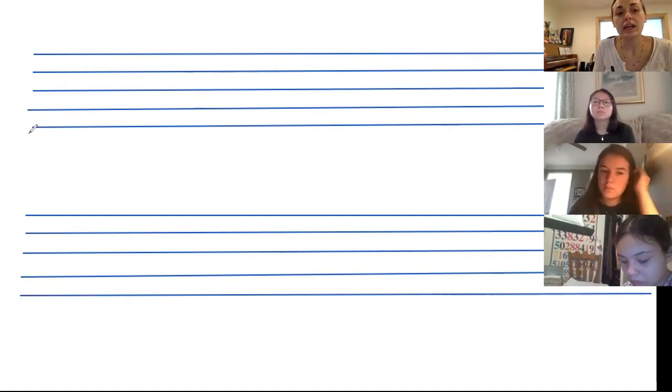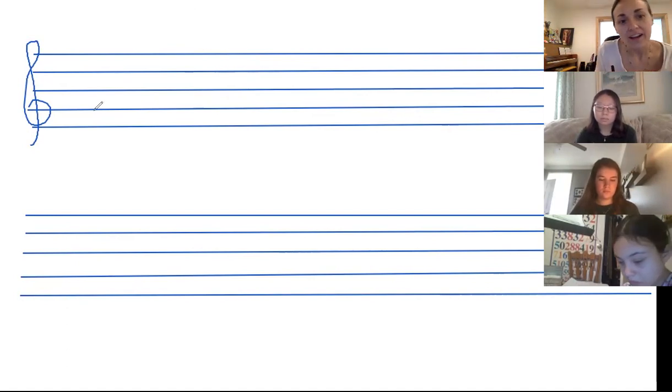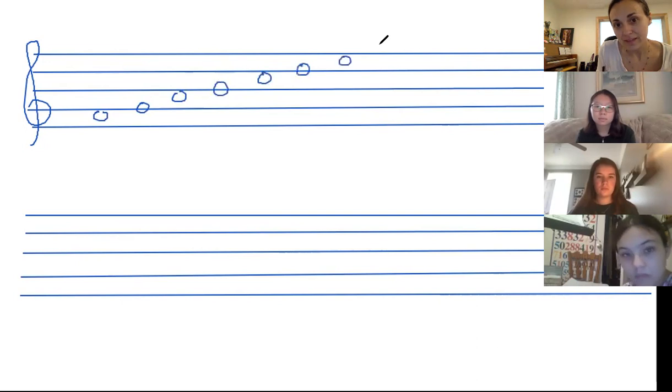Let's construct a quick major scale. Someone pick a key, any key. F. Okay, let's go with F. All right, the first thing to do is draw your footballs, right? That's sort of a given. I think most of us probably get that pretty easily, right?